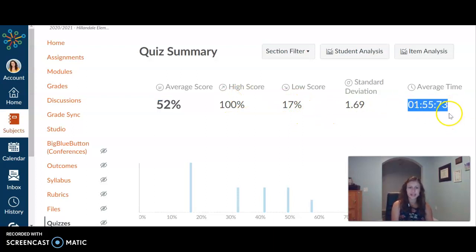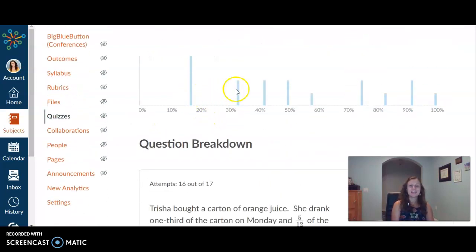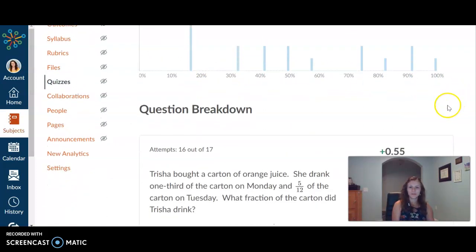You can see it also says the average time. This was definitely skewed by my virtual kiddos. Bless them. A lot of them had a lot of stuff going on, and so they might have had a quiz up for a while. So I wouldn't necessarily say that that was a good indicator, but it is when we're all in person. You can see exactly where all of the scores fell.